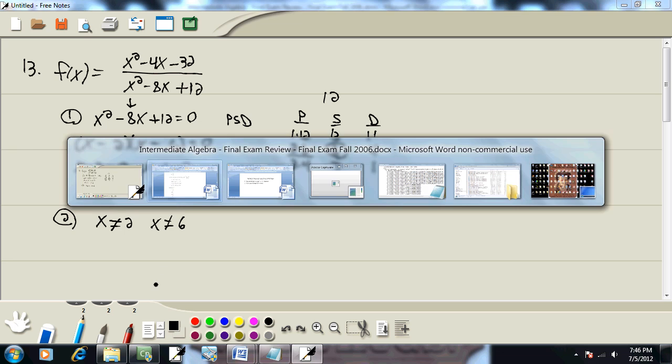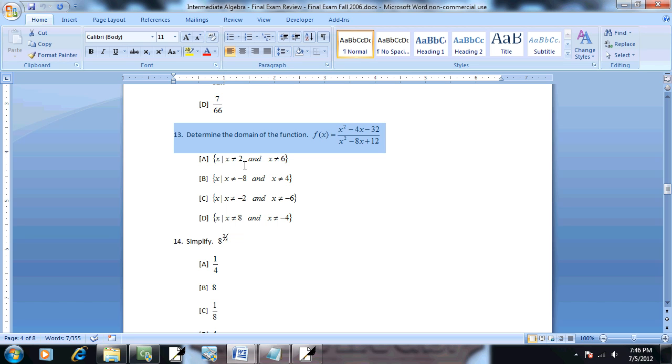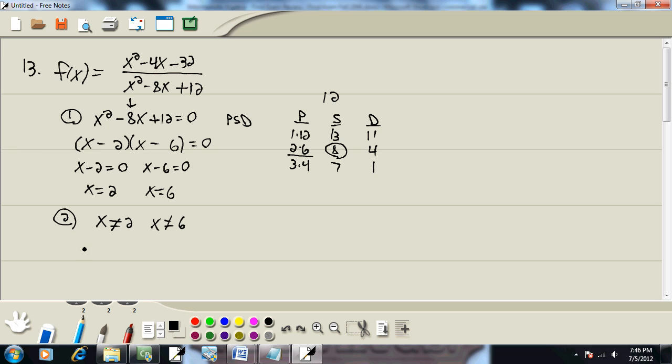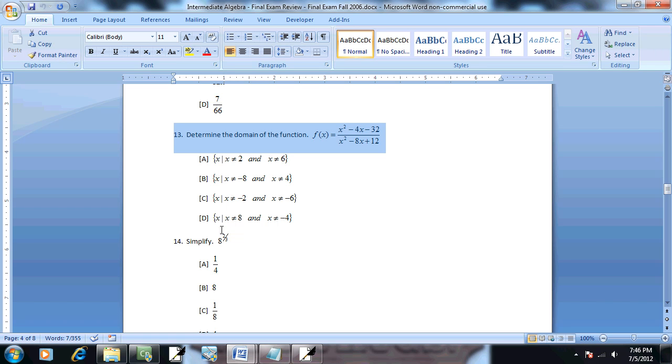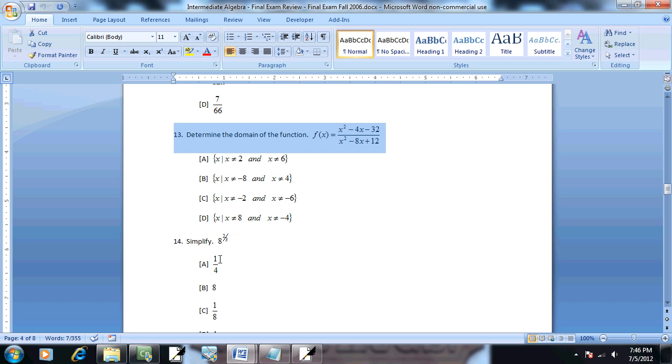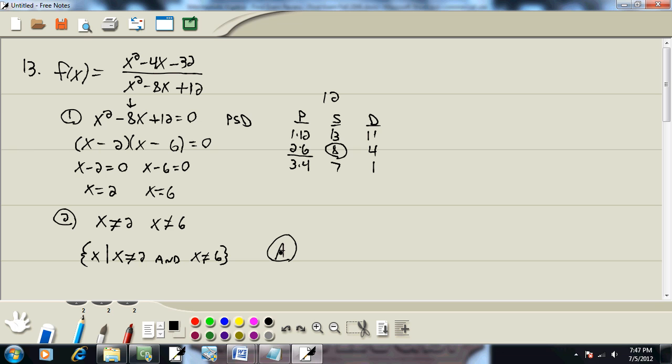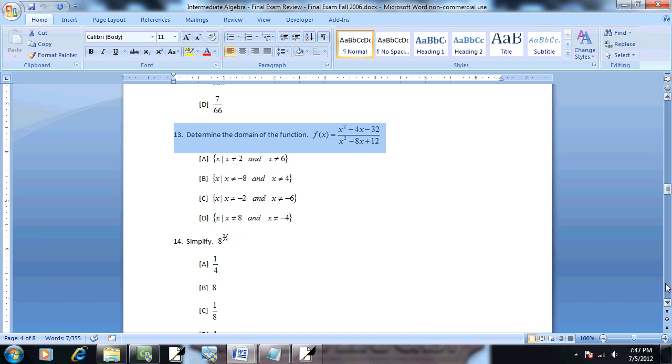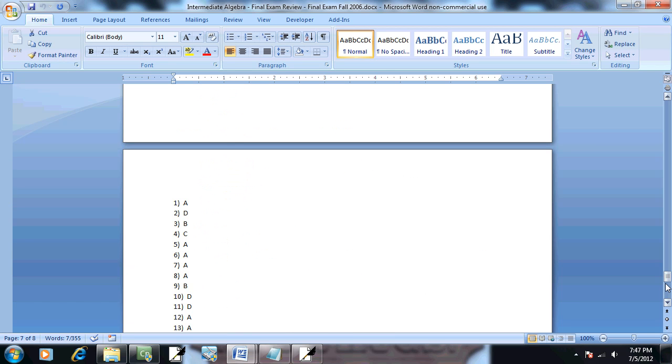Now specifically on the answers in here, they put it into set builder notation. So you see they put curly brackets. That's what set builder refers to. And put an x, and then they have a vertical bar here. And you notice they all have x before the vertical bar. That vertical bar says the set of all x values such that x cannot equal 2 and x cannot equal 6, which would match the first one, I guess, A. So 13A. And that checks.